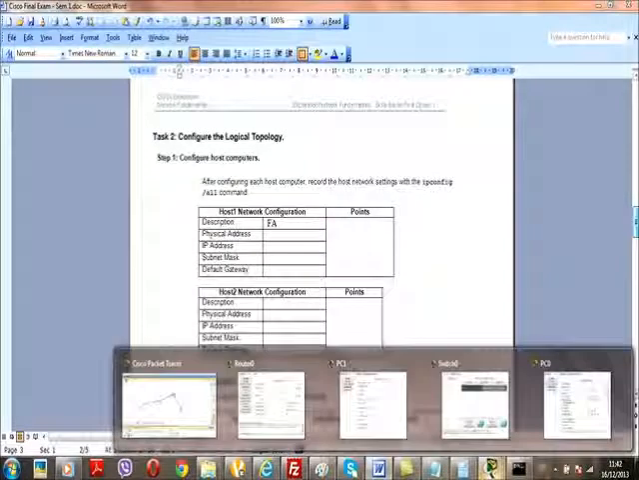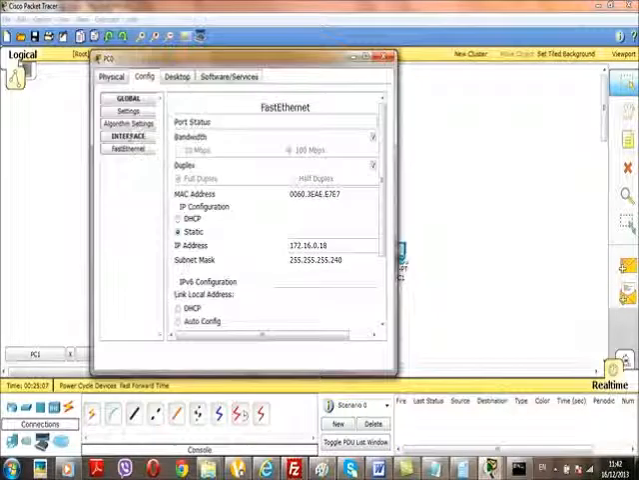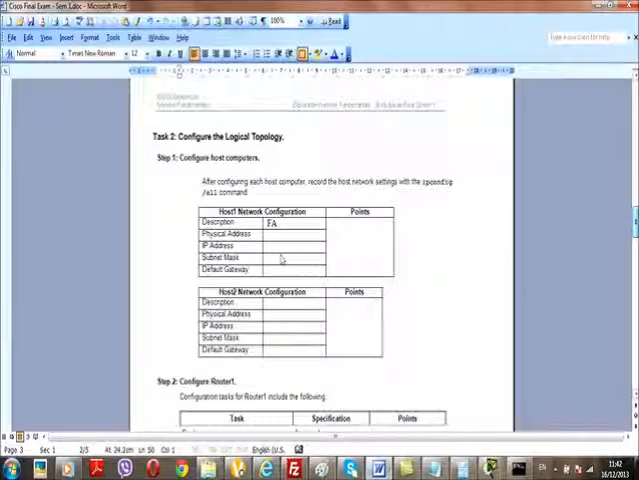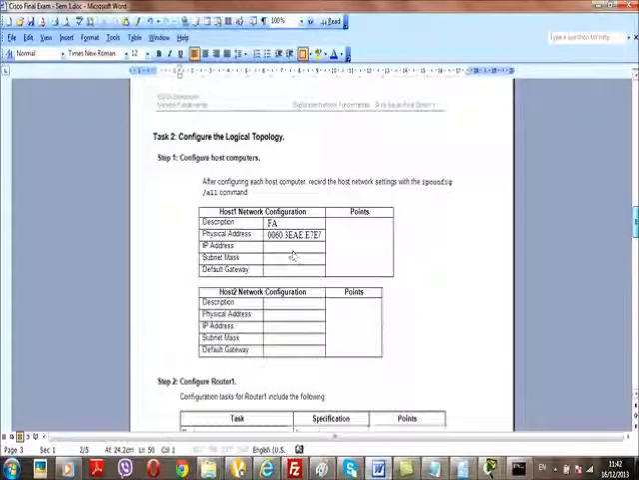Let's go back to Packet Tracer, and here we go. I can take it from here as well. I'll do it from here. It's a bit faster to copy. So we've got our physical address, paste. Then the IP address, which for the first one is 172.16.0.2.